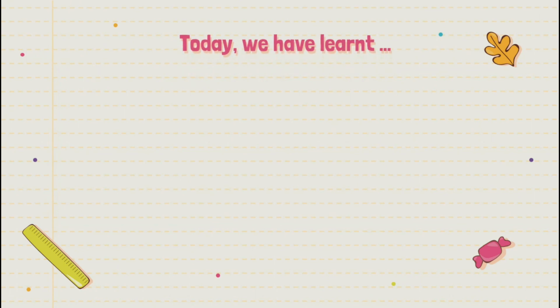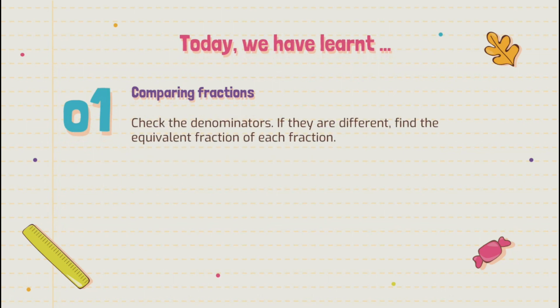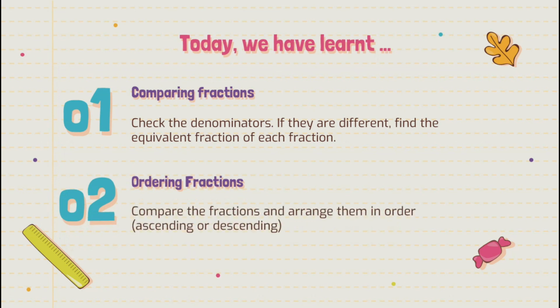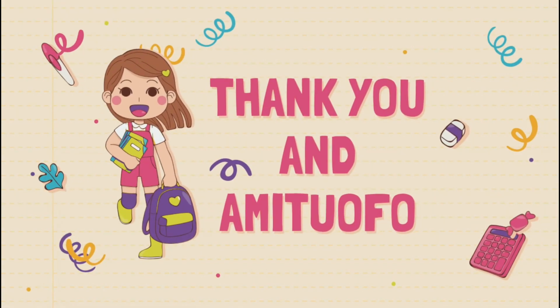Today we have learned, first, comparing fractions. Check denominators. If they are different, find the equivalent fraction of each fraction. Number 2, ordering fractions. Compare the fractions and arrange them in order, ascending or descending. That's all about comparing and ordering fractions.